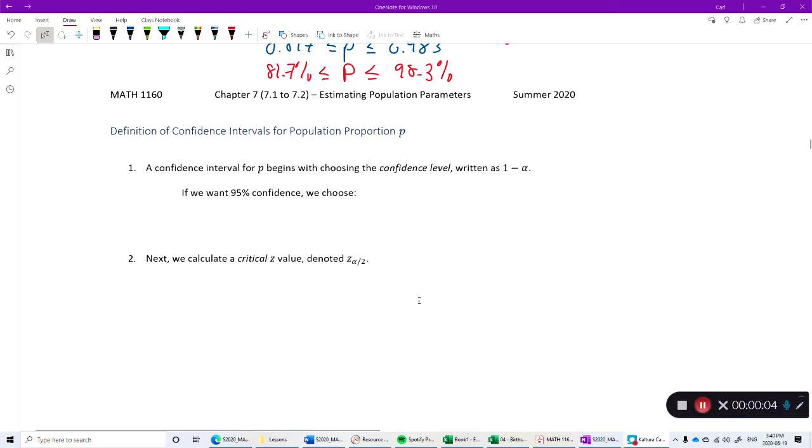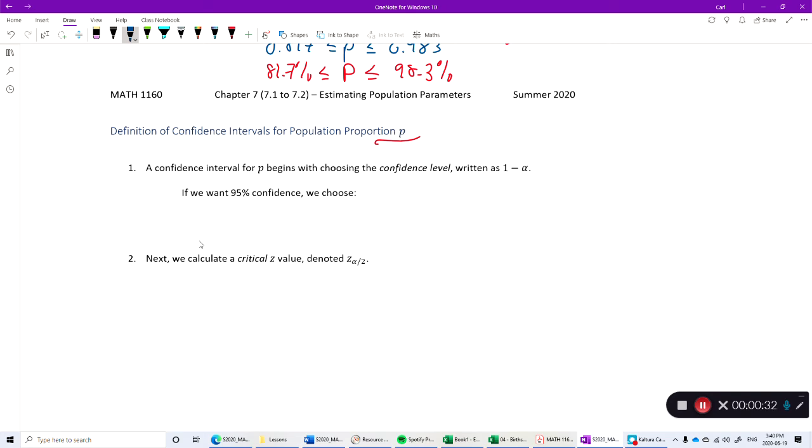All right, so in the last video, we went through an extended example showing all the behind-the-scenes details for confidence intervals for p. And now I'm going to just say it all in a direct way that you can maybe remember and follow as a formal procedure. So how do you define a confidence interval for population proportion p?